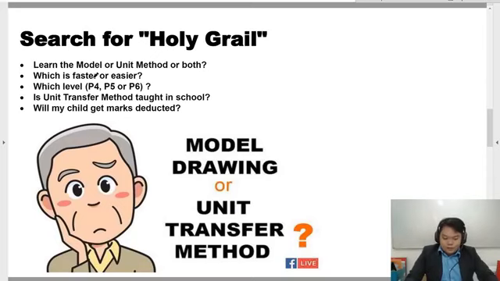Which method is faster or easier? For this particular point, you have to ask yourself one thing: is it for the parents to understand, or is it for the students to understand? At the end of the day, the most important thing is the child must be able to understand, do, and get it right. Not so much for us. For me, even if I want to take my PSLE again, I don't think they will allow it.